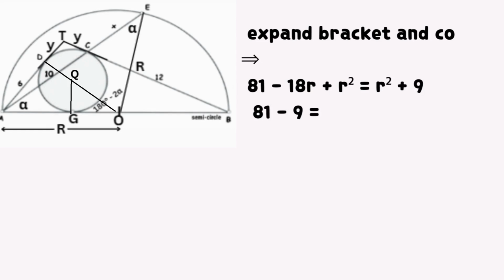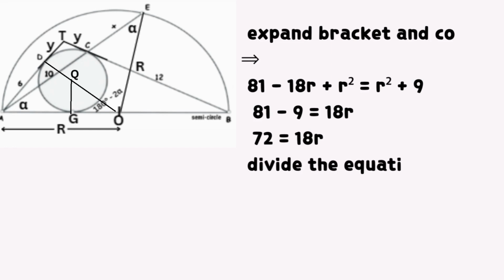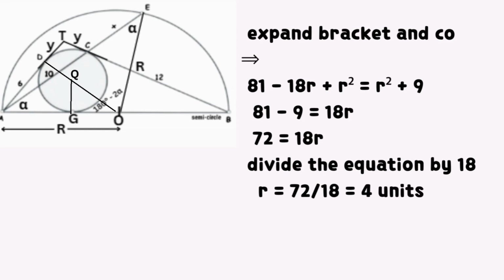Expand the bracket, combine like terms and simplify. It means that 72 equals 18 times r. Divide the equation by 18 and we have that r equals 72 divided by 18, which equals 4 units.